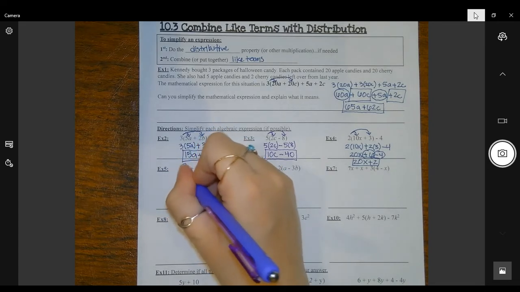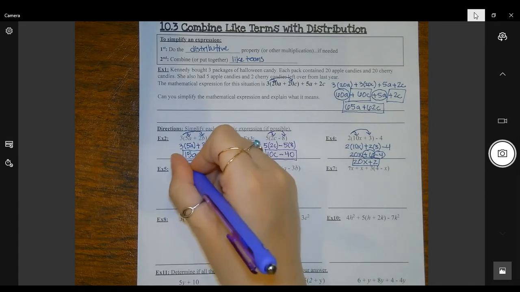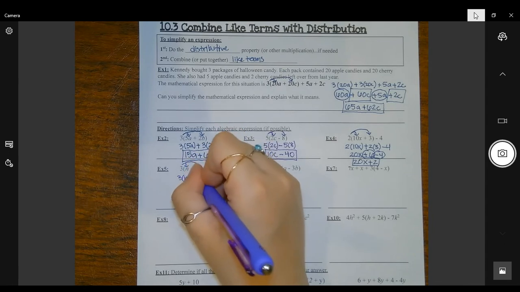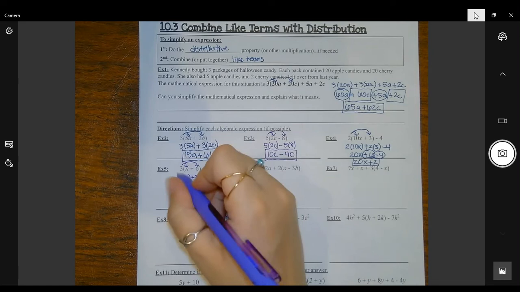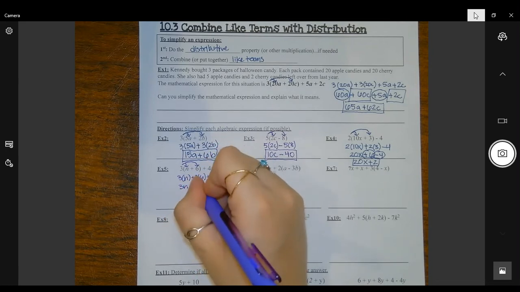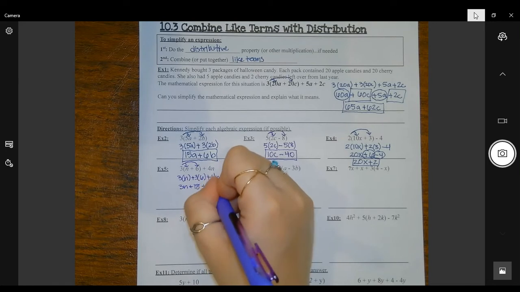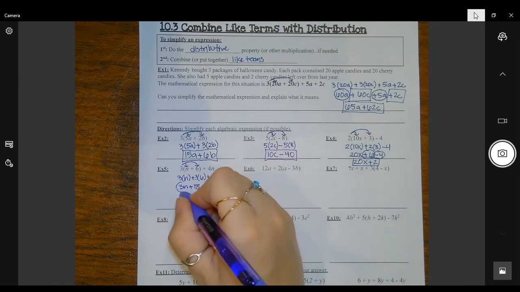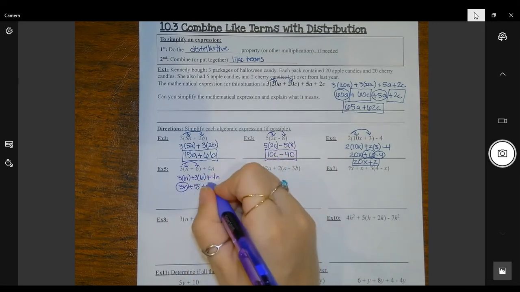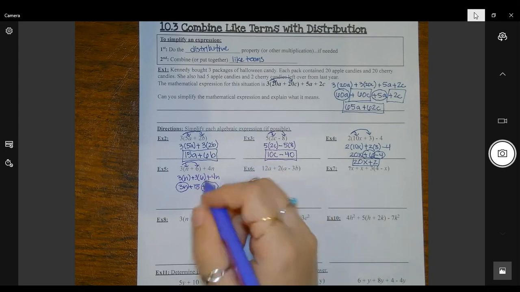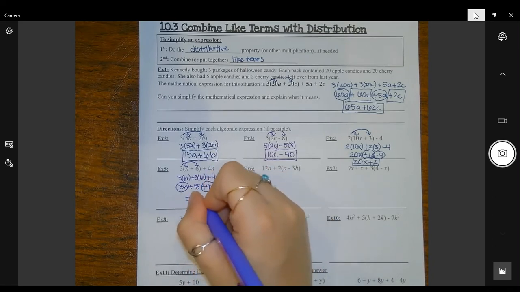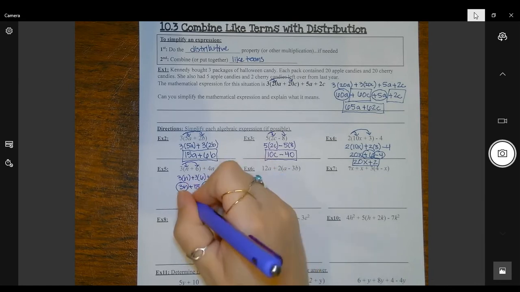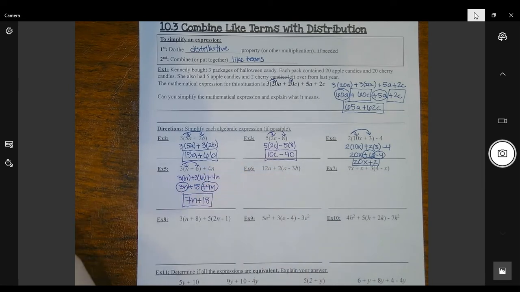You distributed the 3 to the n plus, then you distributed the 3 to the 6 and tacked on that 4n. Well, 3 times n is 3n. 3 times 6 is 18. And tack on that 4n, which is a like term with the 3n. Well, 3 plus 4 is 7n. And then don't forget your constant at the end of 18.